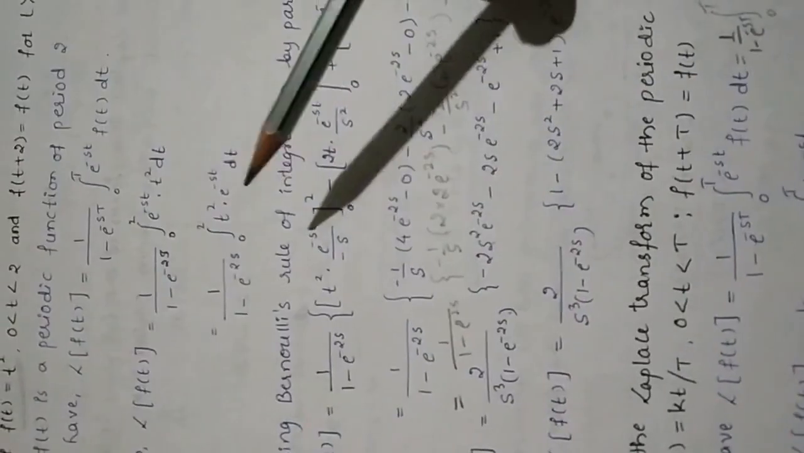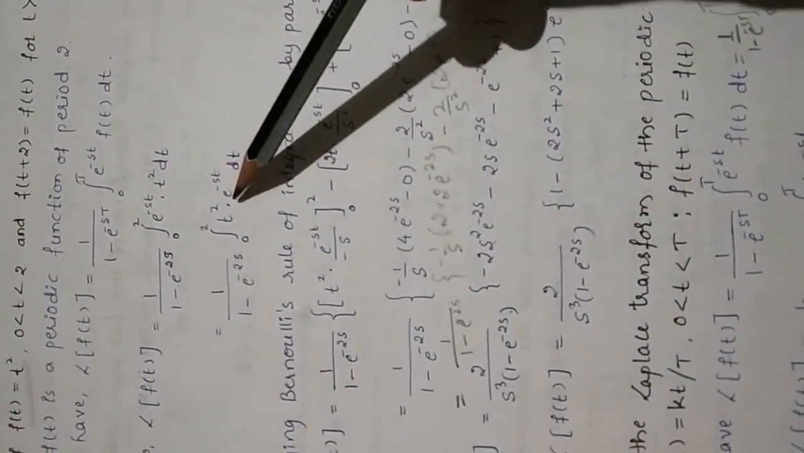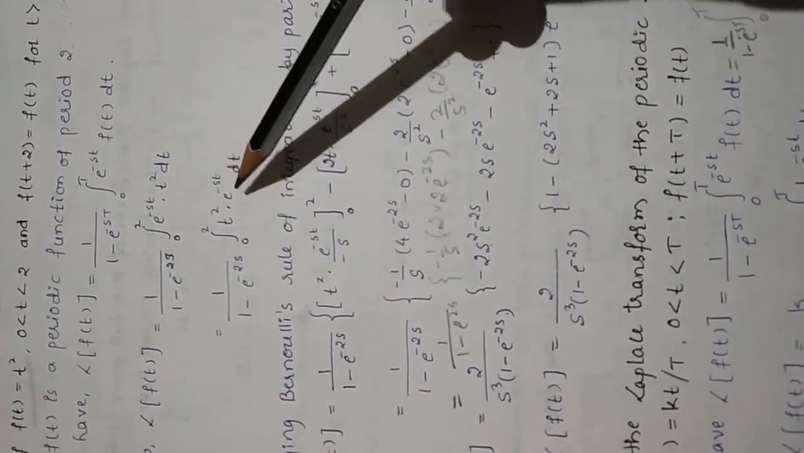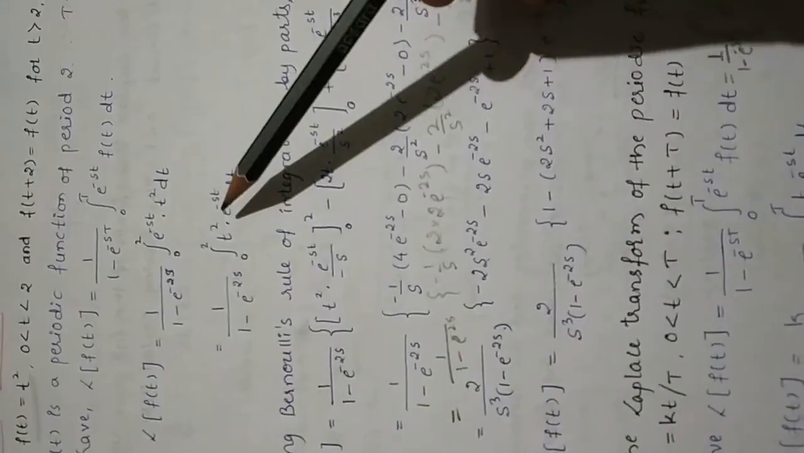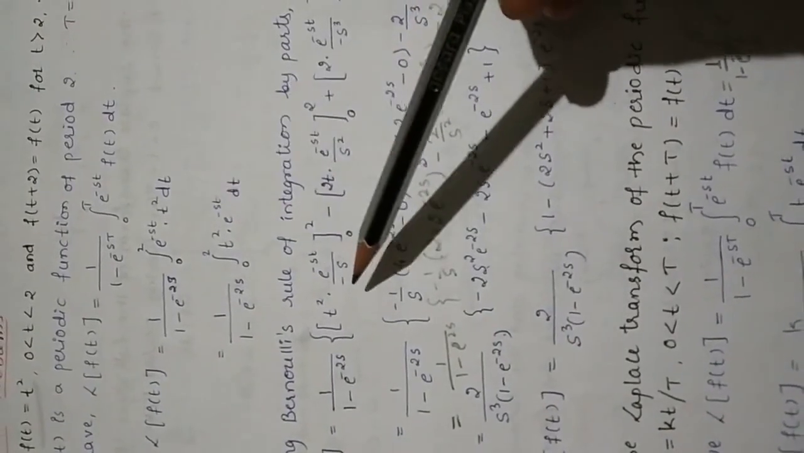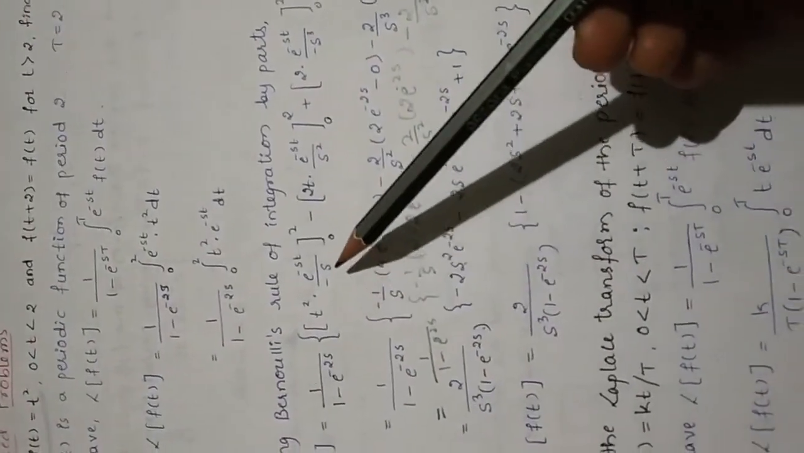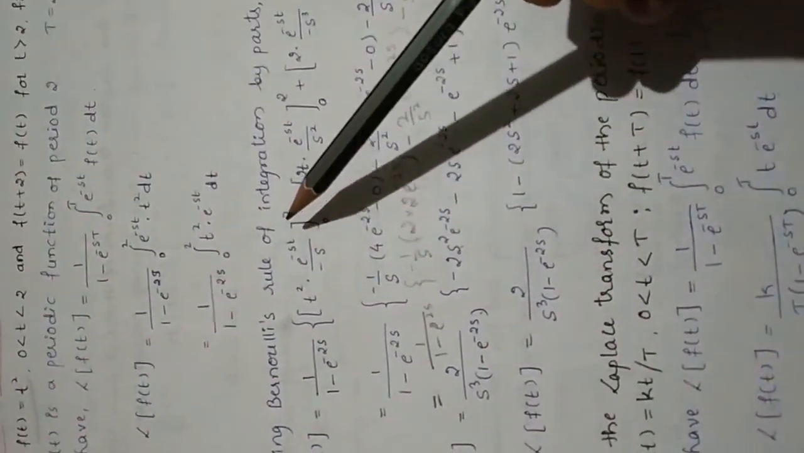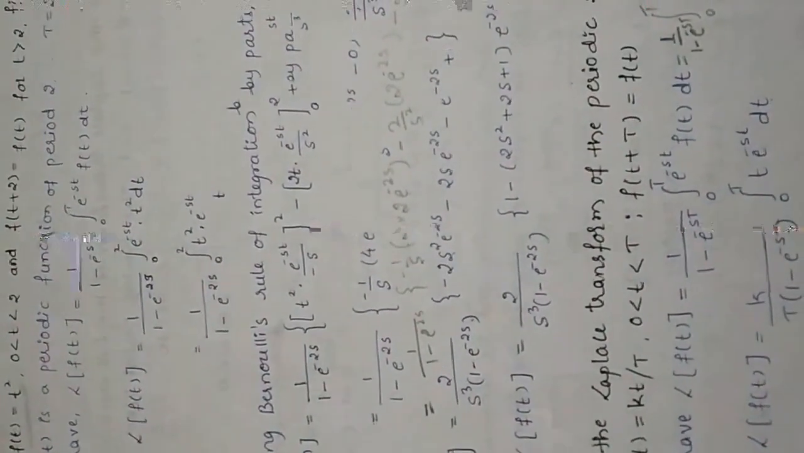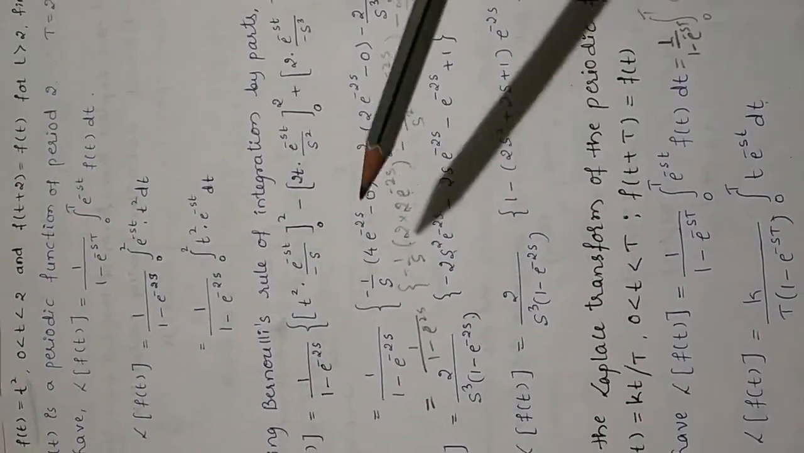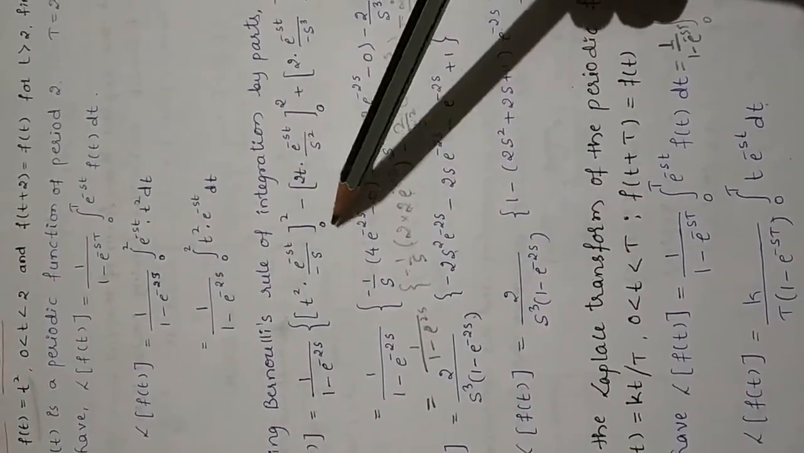Using this Bernoulli's rule, we are integrating the term t square e raised to minus st. Here u is t square, v is e raised to minus st. Using Bernoulli's rule, we have integrated this term. Next, we are substituting the limits, upper limit and lower limit 0.